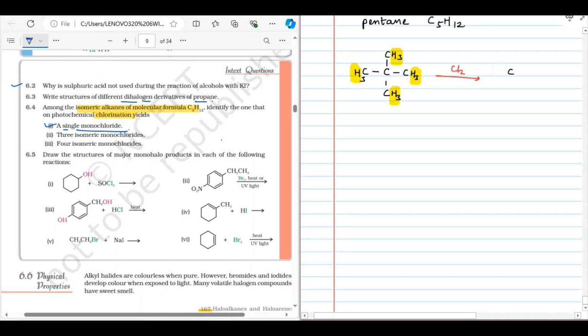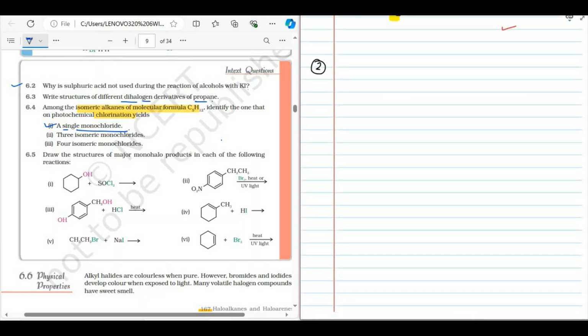So here you can write CH3, C, CH2, CH3, CH3 and chlorine will get attached to one of the carbons. So here you can draw chlorine. This will be the only product formed by the chlorination of this pentane. So this is the first question. Now try to solve the second one. Here you have to draw the structure of 3 isomeric monochlorides. So this time we have to draw the structure in such a way that leads to the formation of 3 isomeric monochlorides of pentane. So let's try to draw the structure.